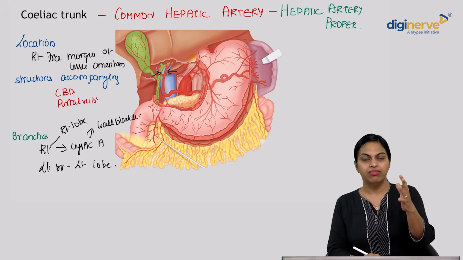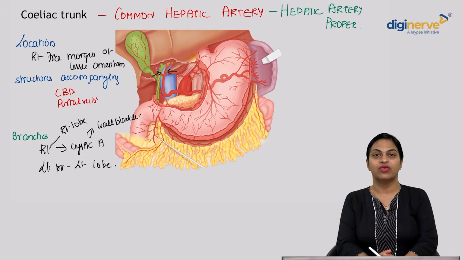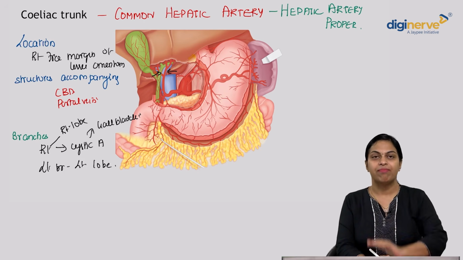Remember, the main blood supply to the liver is coming from the portal vein. 80% of the blood supply is from the portal vein, and the remaining 20% is by the hepatic artery.